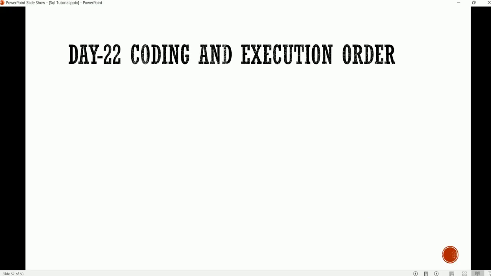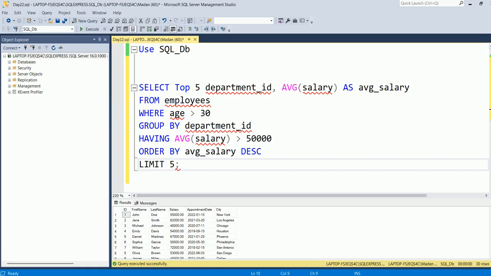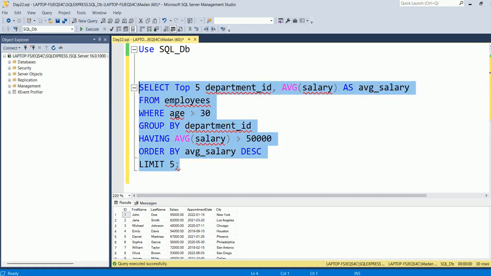Okay, so let's continue. Today we are going to discuss the coding order and execution order. Let's first discuss the coding order. Generally we write queries to execute based on the given problem statement. I have taken one simple example query.